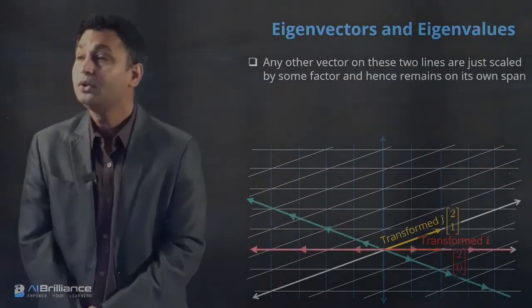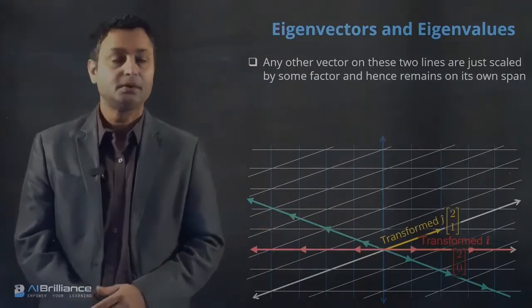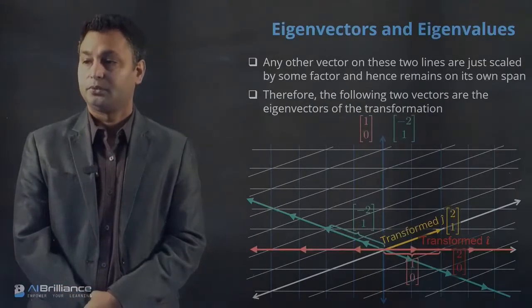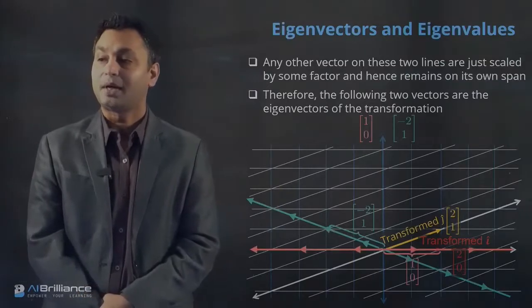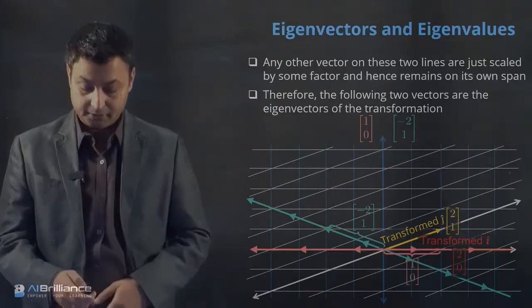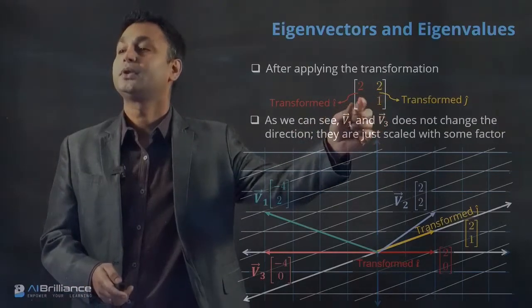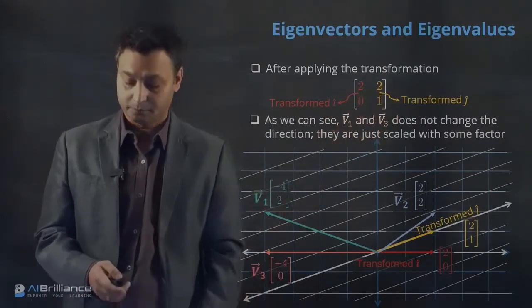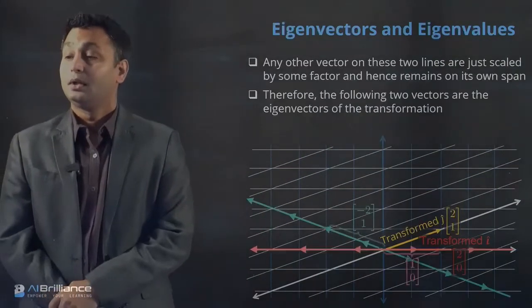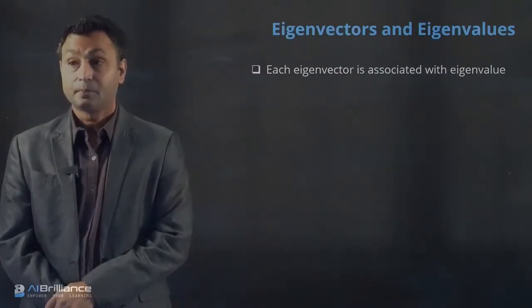Okay. So again, any other vector on these two lines are just scaled by some factor and hence remains on its own span. And this is what is known as eigenvector of the transformation. So in this case, you will see that (1, 0) and (-2, 1), right? They are essentially the eigenvectors of the matrix which was listed here, which basically gives us the transformation. So those two vectors are eigenvectors of the transformation matrix, which is listed here.